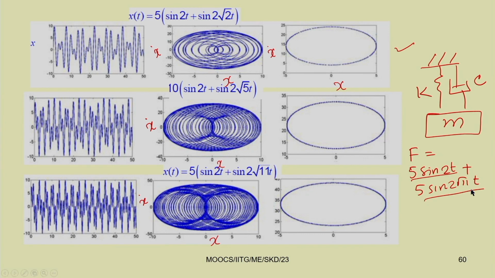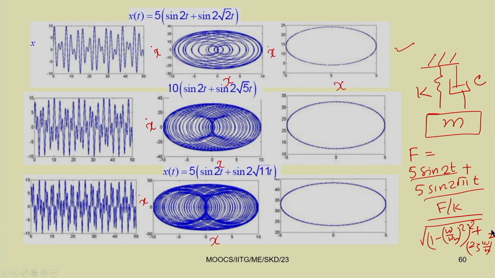So, in case of 5 sin 2t, you know the solution will be F by k divided by the square root of (1 minus r squared) whole squared plus (2 zeta r) whole squared, where r is omega by omega n. So, this is the formula.